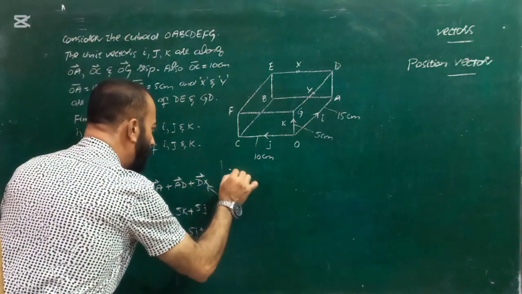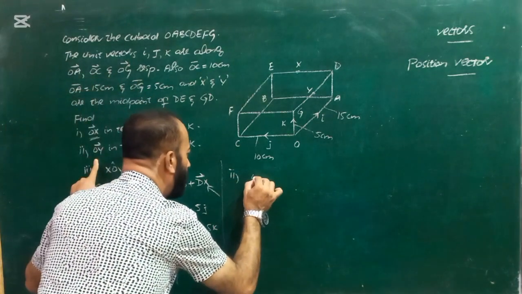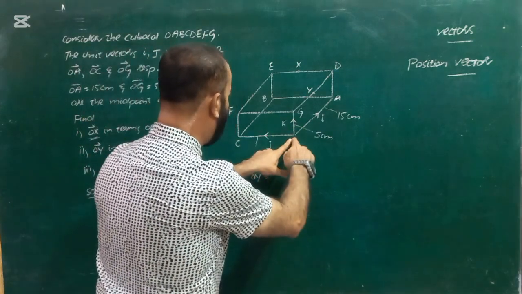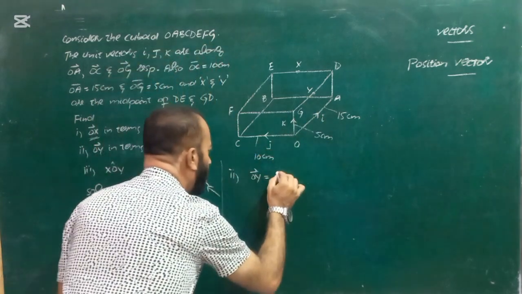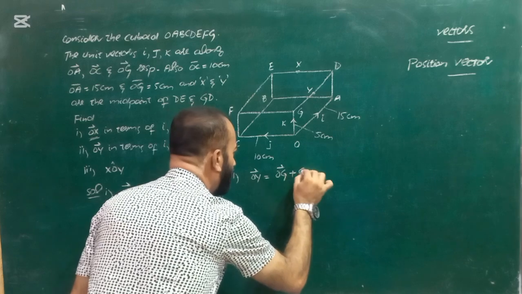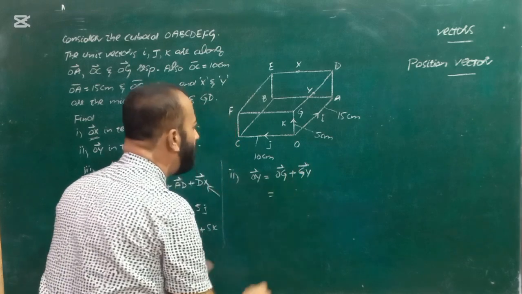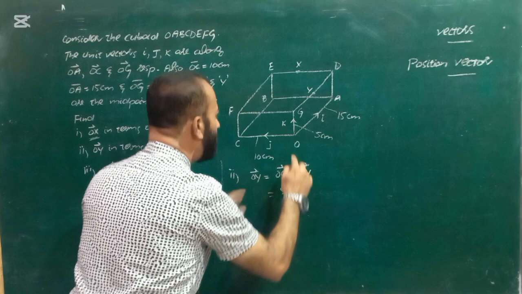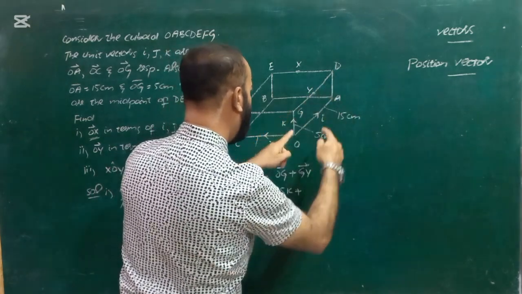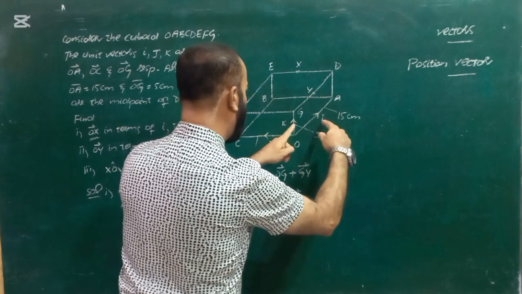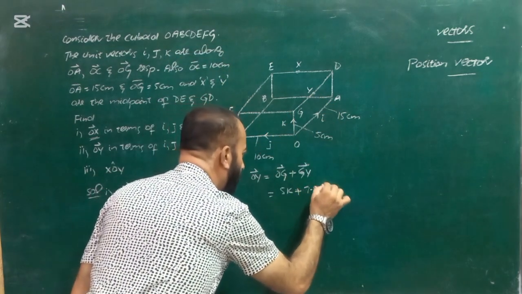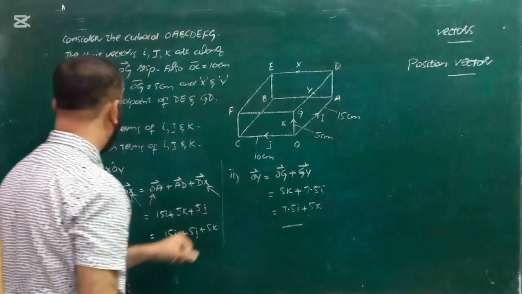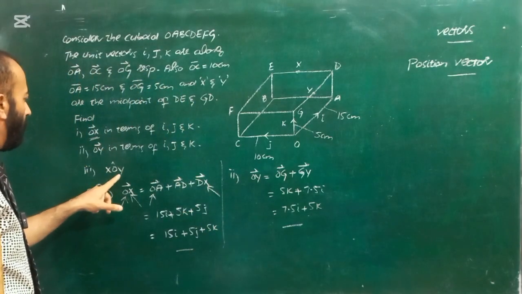So likewise, we will follow the same rule in the second part, that is OY. If you look at OY, here is O and here is Y. So you will follow the path OG plus GY. Now you will put the values. OG is 5K plus this is half of the full path. So if this total is 15, this will be 7.5I. So the vector is 7.5I plus 5K. So this is OY.